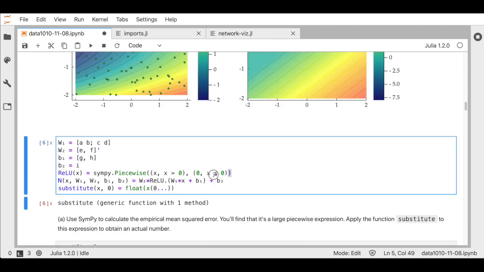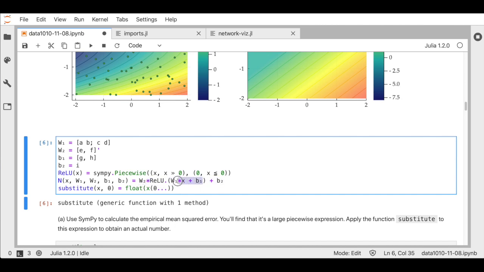So we're going to define the ReLU function as a SymPy piecewise. And we have to use this strange greater than sign and less than or equal to sign, because that's how the sympy.jl package is set up to handle inequalities with variables. In our neural network, since it's quite simple here, we can just write out explicitly.